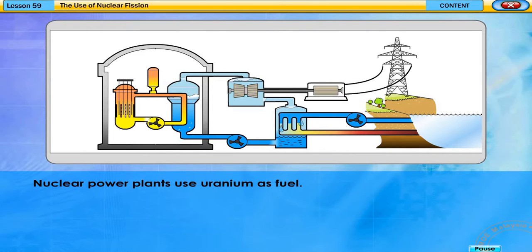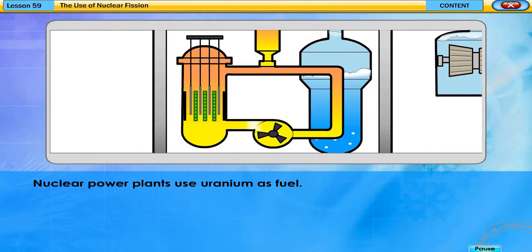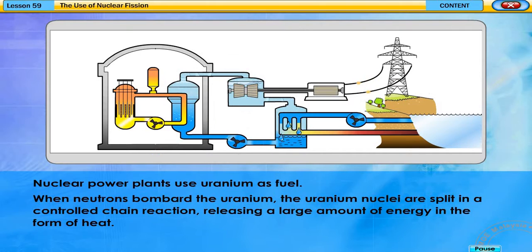Nuclear power plants use uranium as fuel. When neutrons bombard the uranium, the nuclei are split in a controlled chain reaction, releasing a large amount of energy in the form of heat.